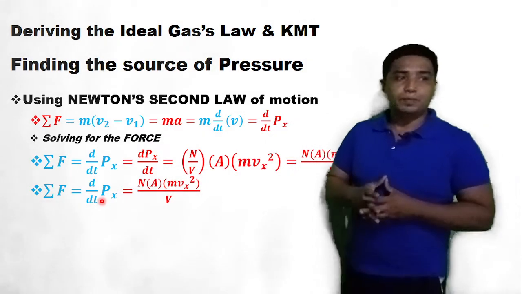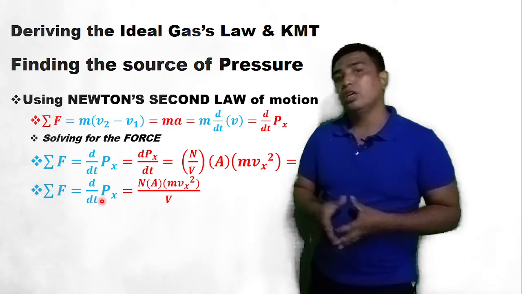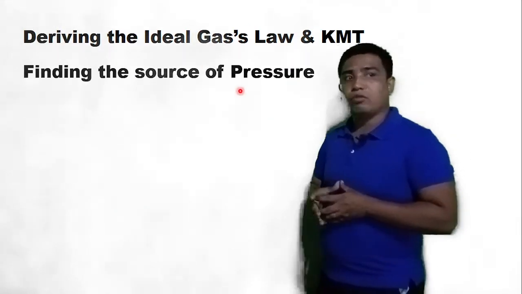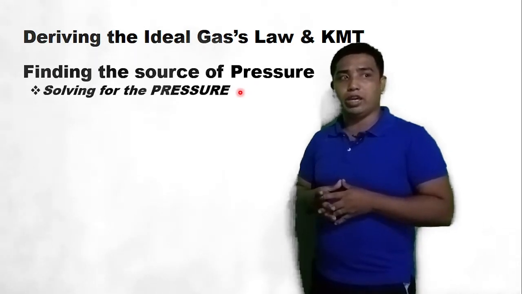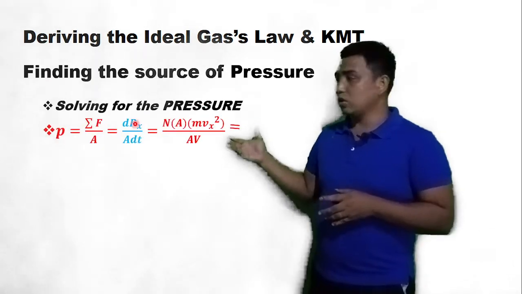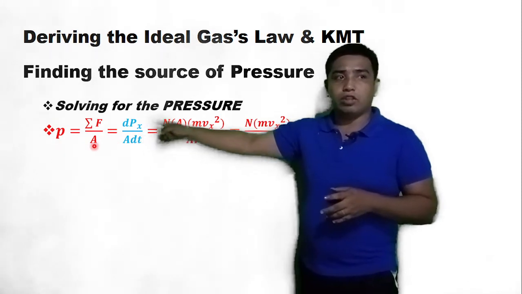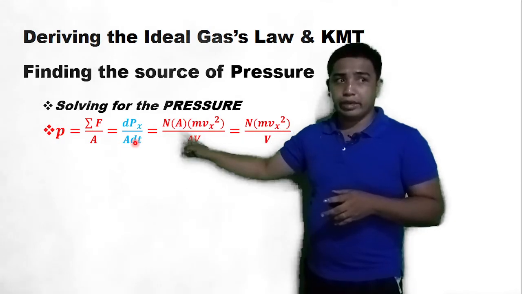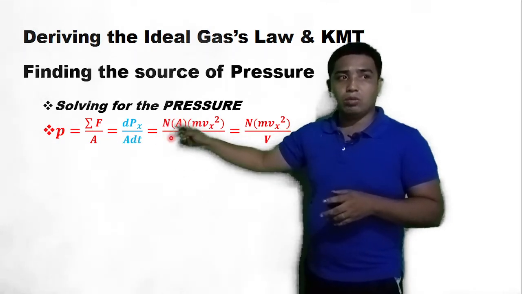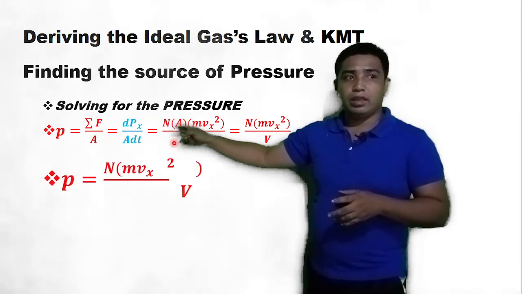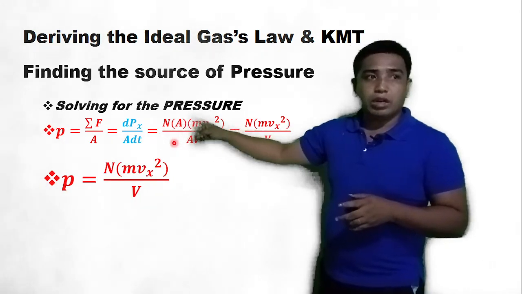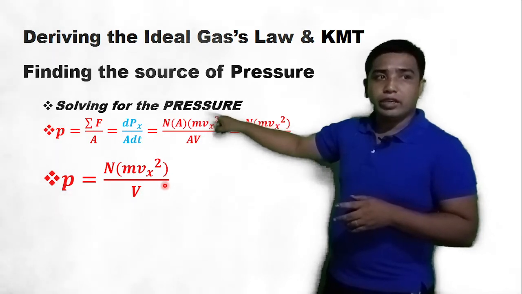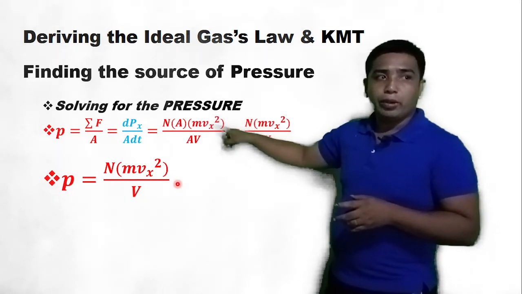Alright, solving for the pressure, we have the force, right? We define pressure as force per unit area, so we divide the equation by A. So the pressure is equivalent to the sum of all the forces over A, which is equivalent to dpx divided by A dt. We divide both sides by A, and you will see that A will cancel out, and the resulting formula is equivalent to N times mvx to the power of 2 all over V.